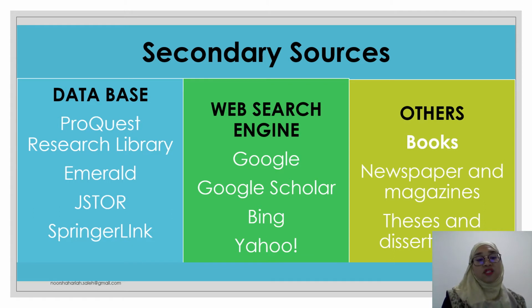All right, so these are the examples of secondary sources. It can be in terms of database. When it comes to database, the ones that are very familiar would be articles, journal articles. So ProQuest, you can look, it is ProQuest Research Library. You can go for Emerald, JSTOR, Springer Link. So these are the database sources that are very familiar when it comes to languages, or English, to be specific.